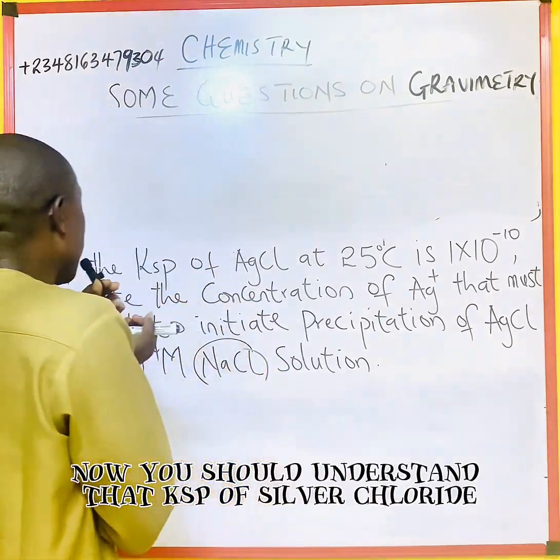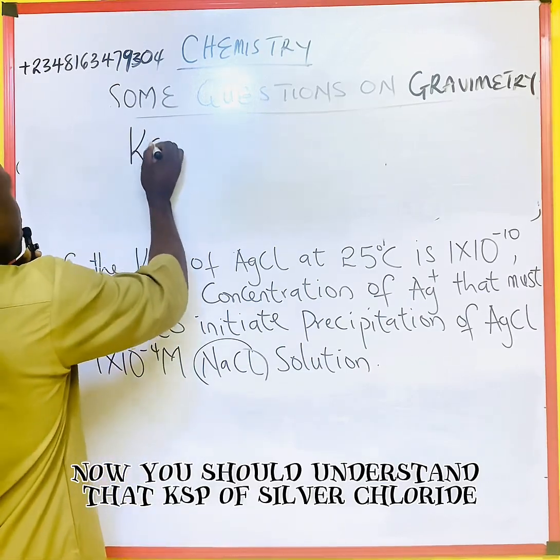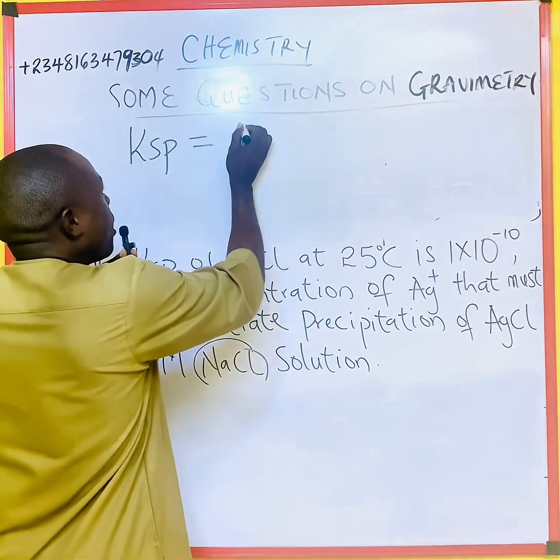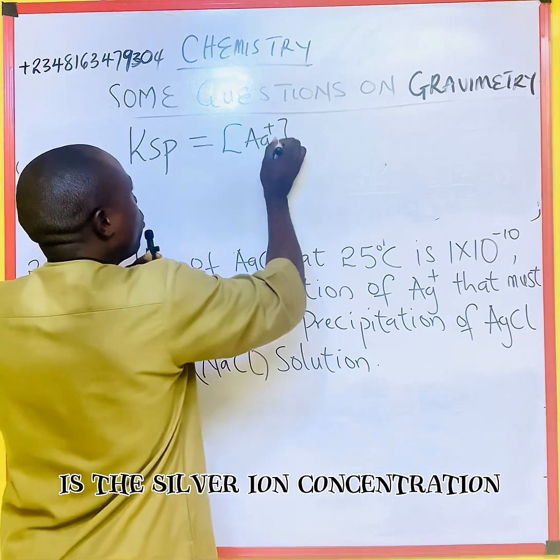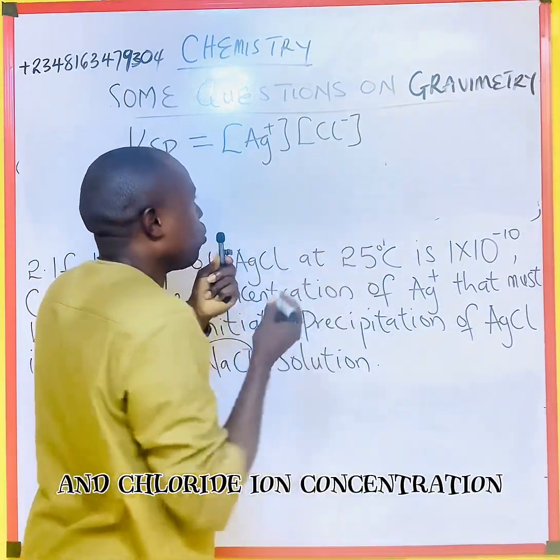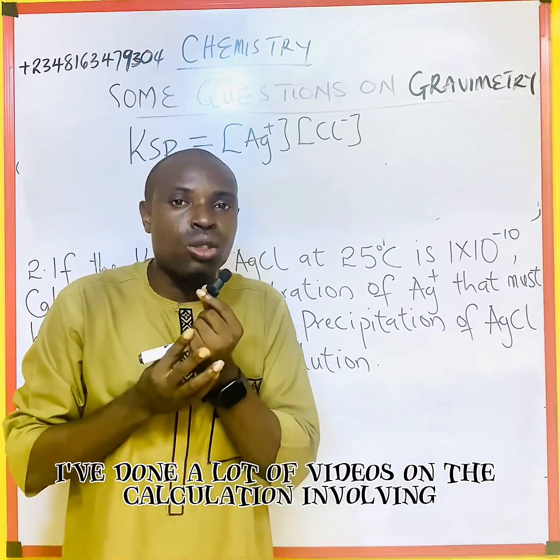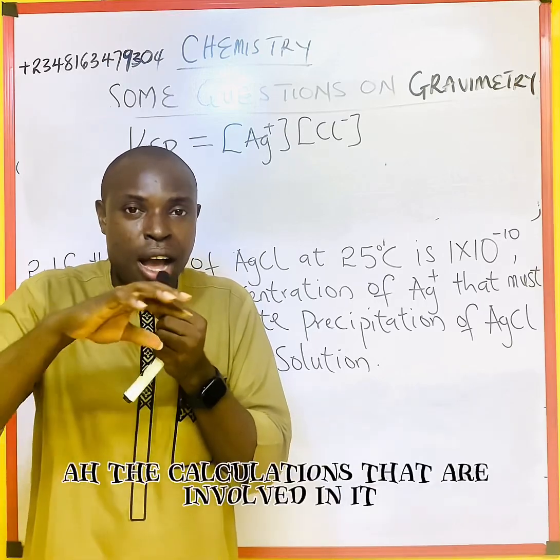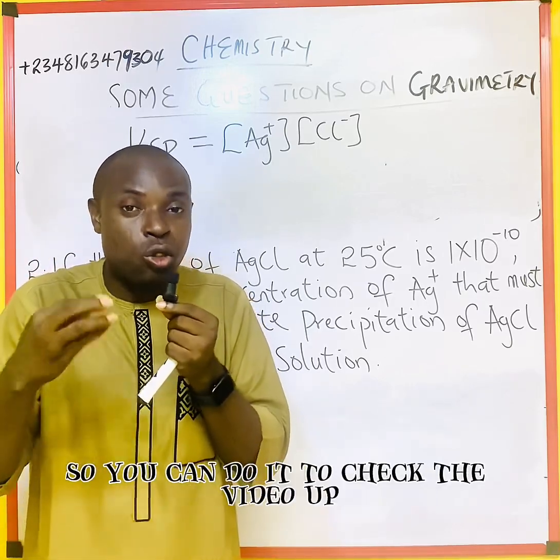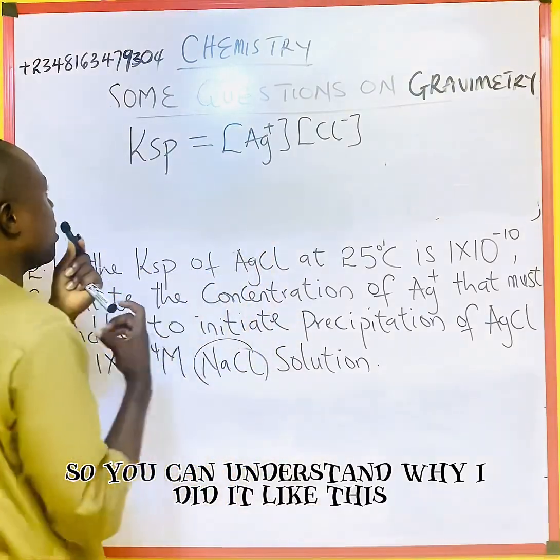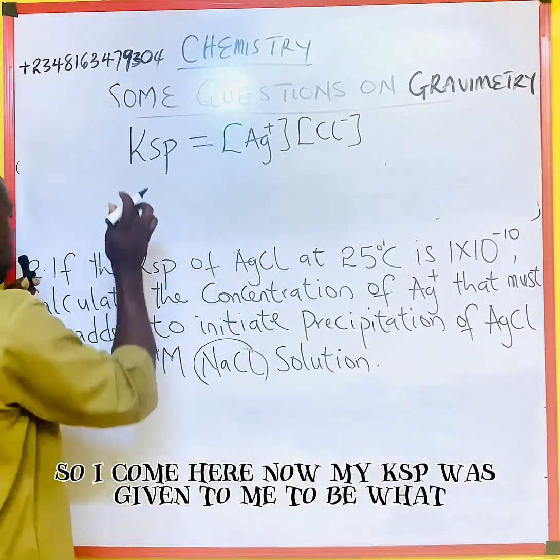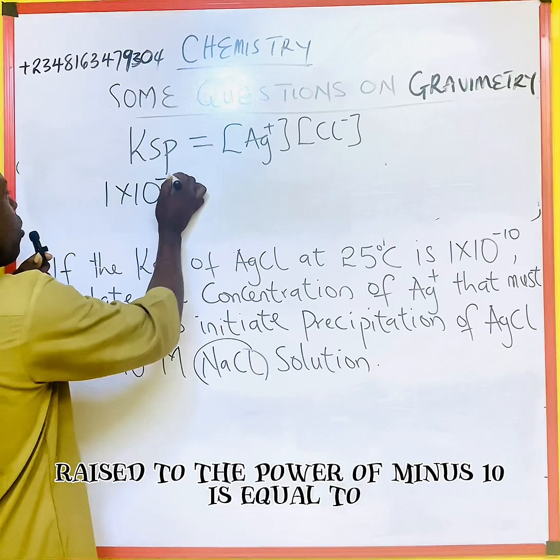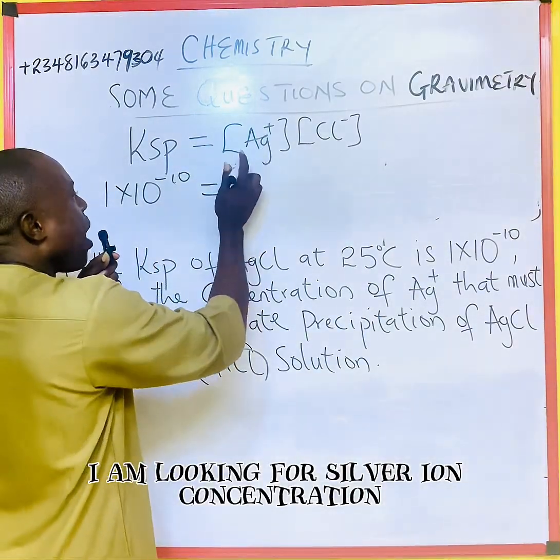Very simple. Now you should understand that KSP of silver chloride, remember, is the silver ion concentration times the chloride ion concentration. I've done a lot of videos on the calculations involving solubility constant, so you can check the video up so you can understand why I did it like this. So I come here. Now, my KSP was given to me to be 1 times 10 raised to the power of minus 10, which is equal to the silver ion concentration, which I am looking for.